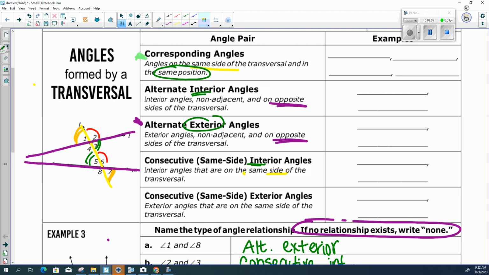Okay, Jared, will you read us consecutive same side interior?